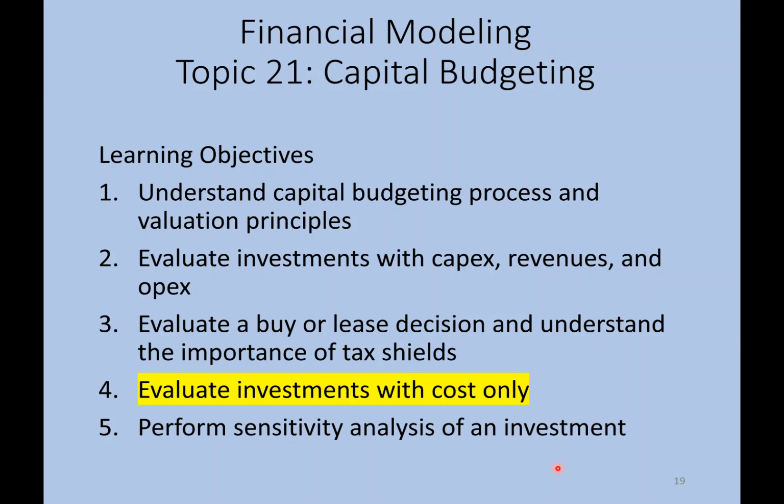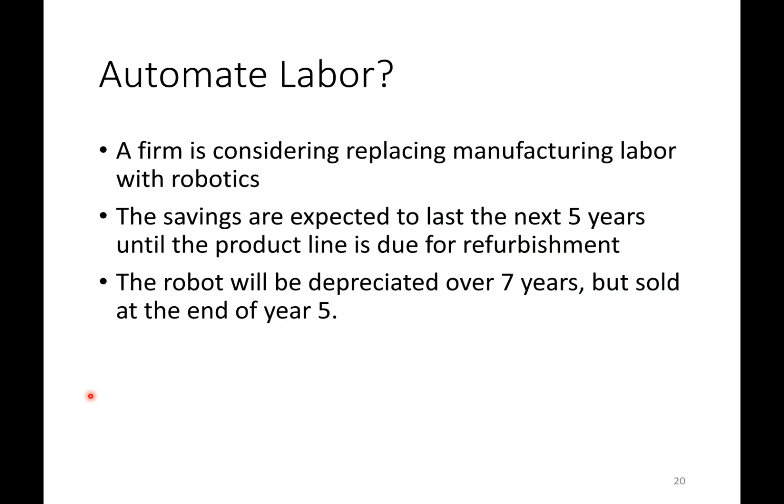Financial modeling, topic 21, capital budgeting, section 4. We're going to evaluate investments with cost only. The first one we're going to look at, we're thinking about automating labor. We're going to buy a robot and replace some of our manufacturing labor. These savings in labor are expected to last the next 5 years until the product line is due for refurbishment. And that robot's going to be depreciated over 7 years, but sold at the end of year 5.